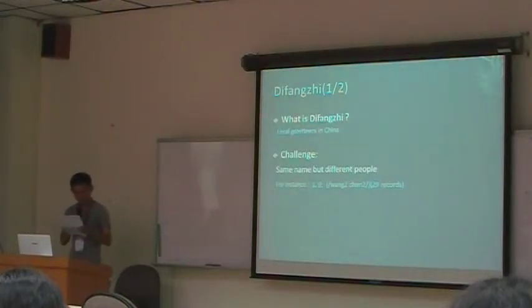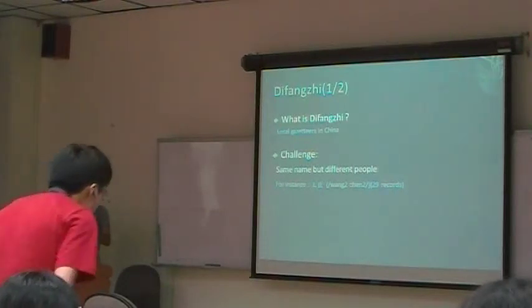Let's see the next topic, 地方志. What is 地方志? It is a large collection of local gazetteers compiled by local governments across many dynasties in China. But we have come across some challenges. For instance, we have 29 records for the same name, Wang Chen. Some records for the same name may belong to the same person, and some do not.